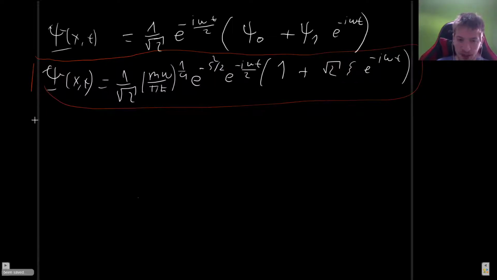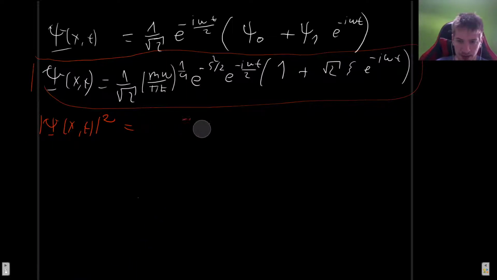And now we want to apply it to find the probability density. Remember, the probability density is going to be this ψ of x comma t in its absolute value squared. So let's now calculate that. Just as a quick reminder, this is ψ conjugate times ψ, right? So let's do that.